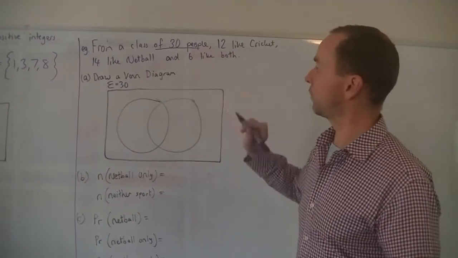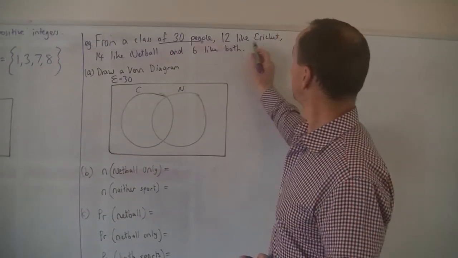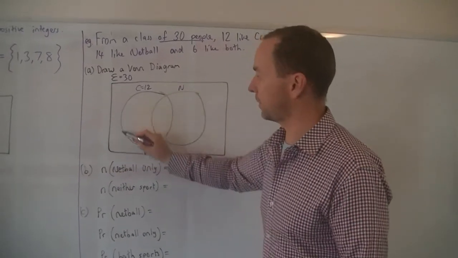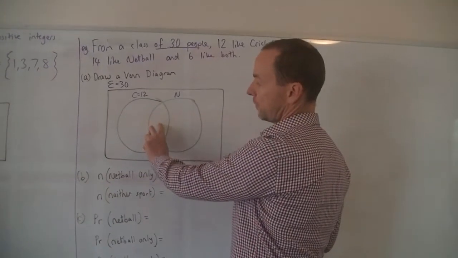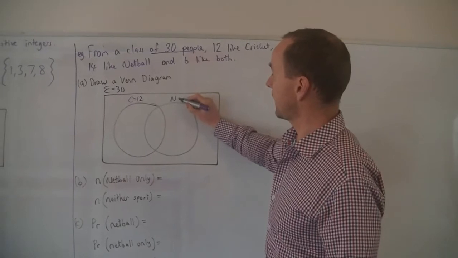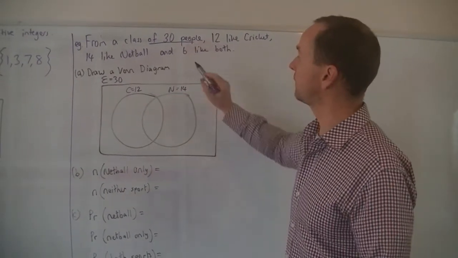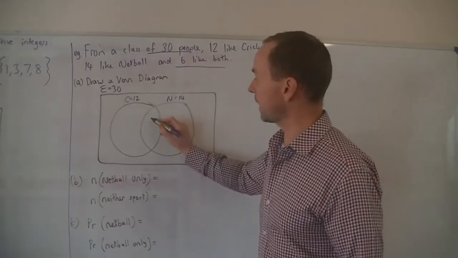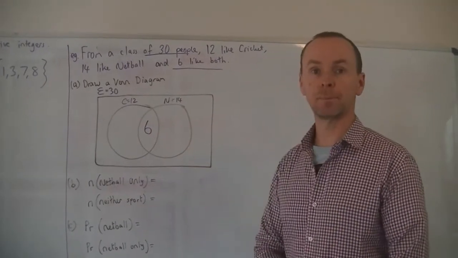12 like cricket and 14 like netball. So I'm going to call this one cricket and this one netball. 12 like cricket. So my total for cricket is up there because it's saying 12 like cricket, but that includes the ones that like cricket and netball. So I put the total up the top and 14 like netball. So I put the total up there. That's the whole of netball. And 6 like both. So that's a really good starting point. I can put 6 in the middle there because 6 like both cricket and netball.